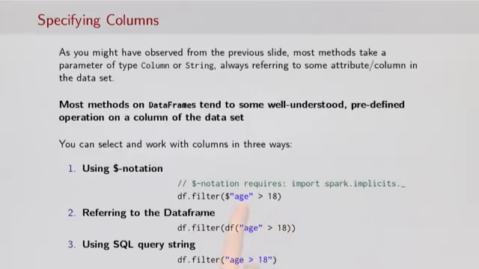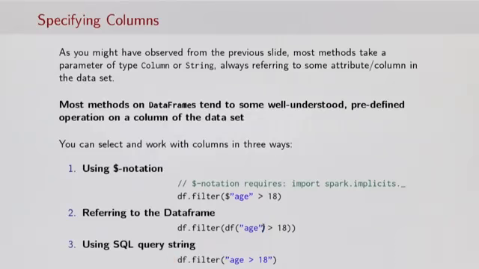So this basically means the age column of this DF data frame here. Another way to refer to a specific column is to explicitly refer to the data frame. Just like above, we can explicitly say the DF data frame, and then the age column, and we pass age as a string. That's a signal to Spark SQL to look in this data frame for that column. And finally, the last way to do it is to use a SQL query string.